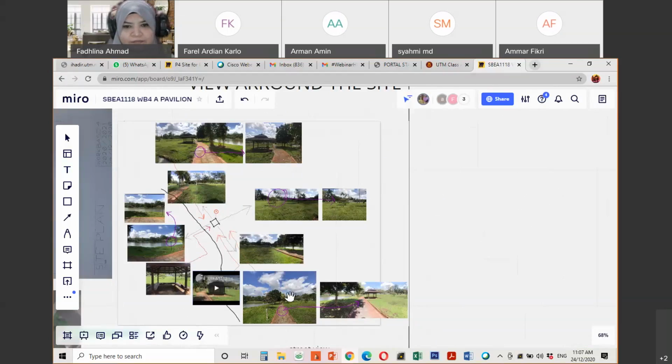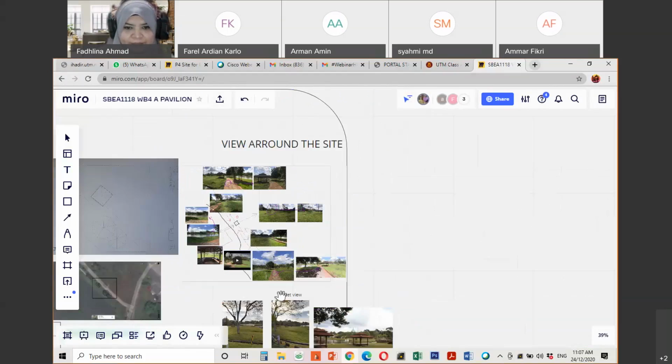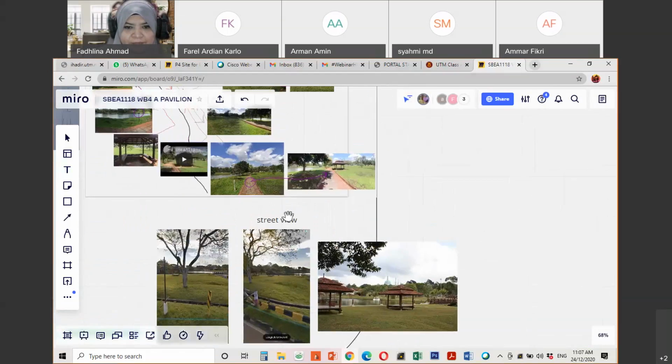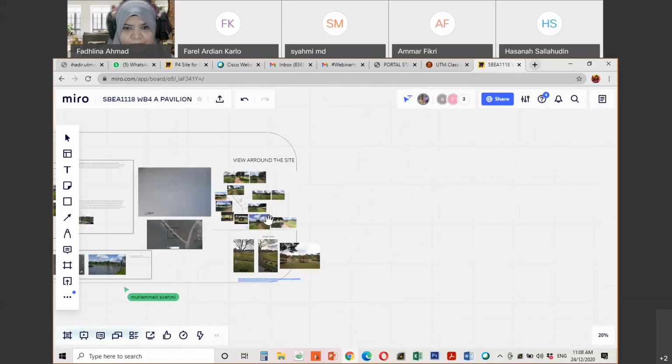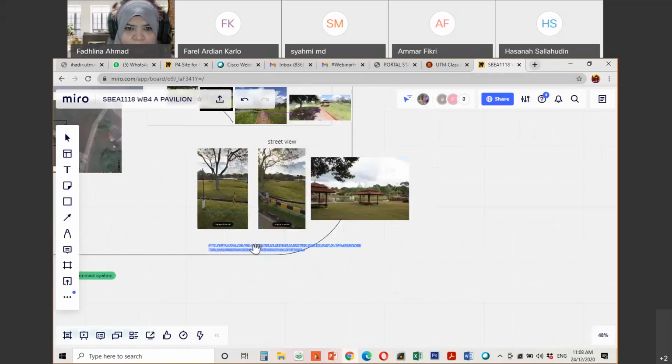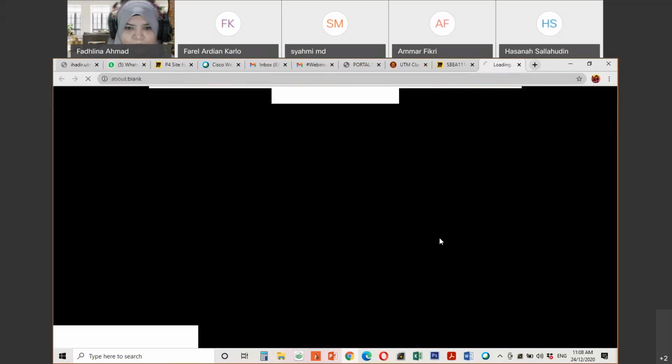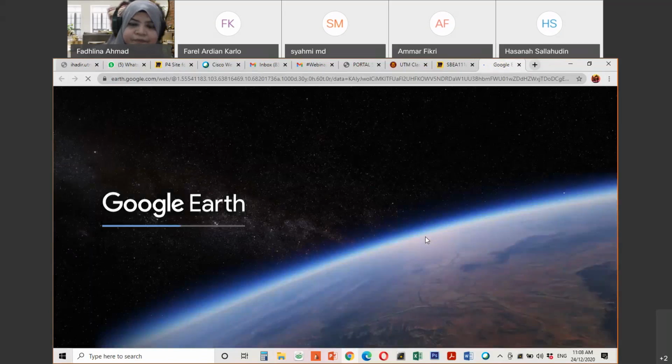Hasanah, do you want to add? I put the arrow to see the Google Earth. Another one is at the bottom of it. Yes, you can click it.